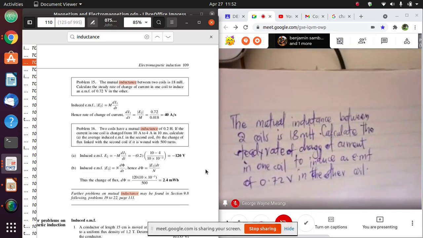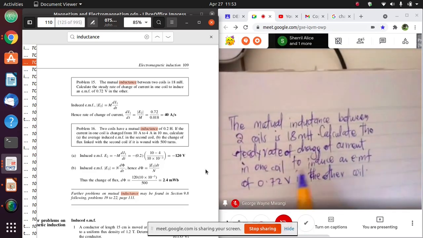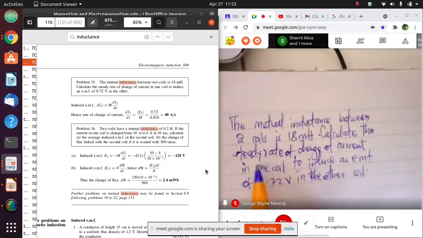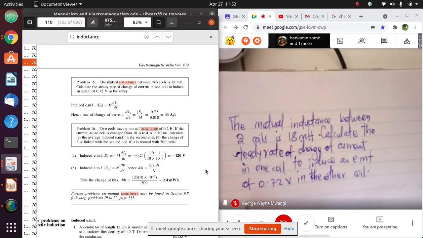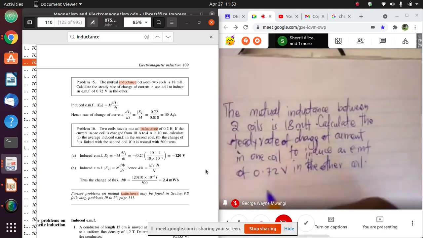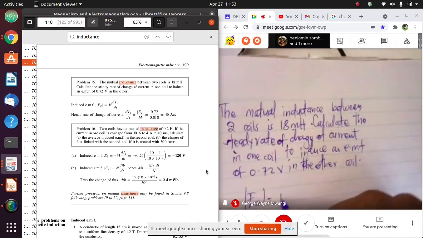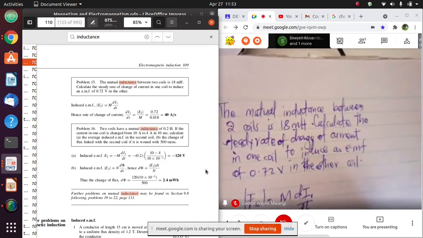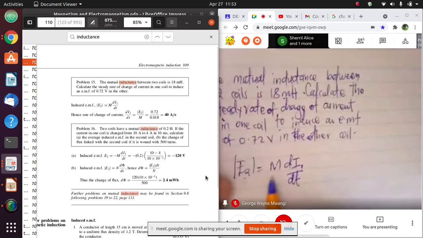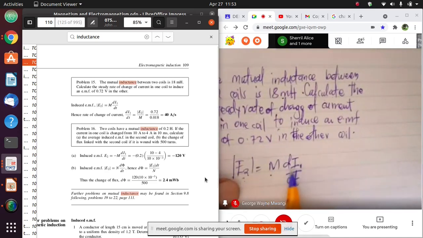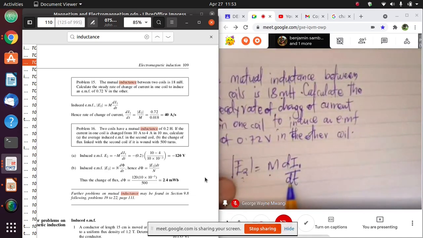The mutual inductance between two coils is 18 millihenry. Calculate the steady rate of change of current in one coil to induce an EMF of 0.72 volts in the other coil. What does this mean? The formula still remains the same. The induced EMF in the second coil is given by the mutual inductance times the change in current in one coil with respect to time.